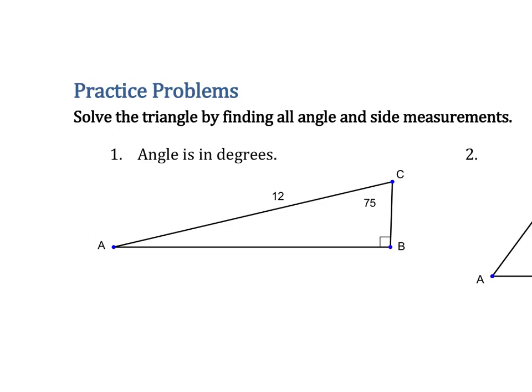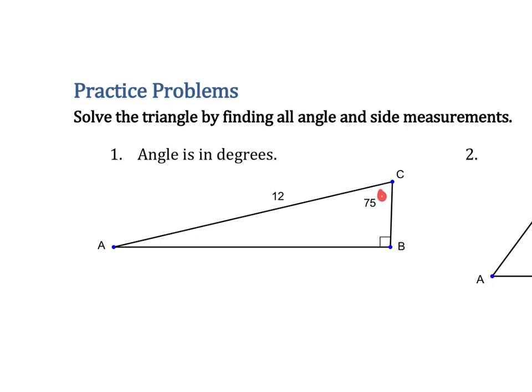So let's look at a couple examples here of how we can find missing sides and angles in a right triangle. All right, so we have a right triangle. That's important. We got one angle. It says this is in degrees here. And we need to find some missing parts.